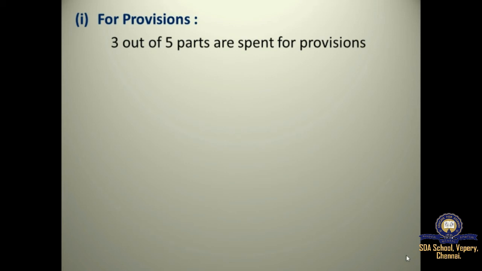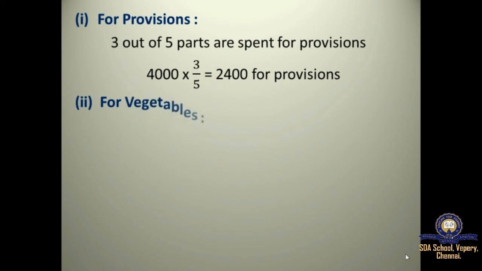So therefore you are going to multiply 3 by 5 with 4,000. When you multiply 3 by 5 with 4,000, you can cancel out the 5 tables in 4,000. When you cancel, you'll be getting 800 in 5 tables. So when you multiply 800 with 3, you'll be getting 2,400 for provisions. Got it, students?